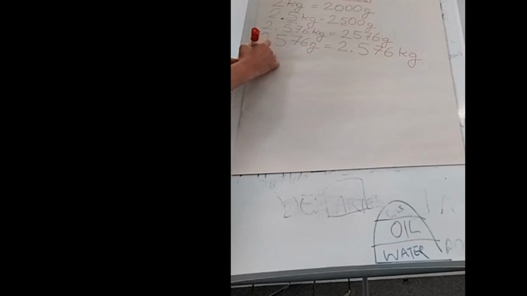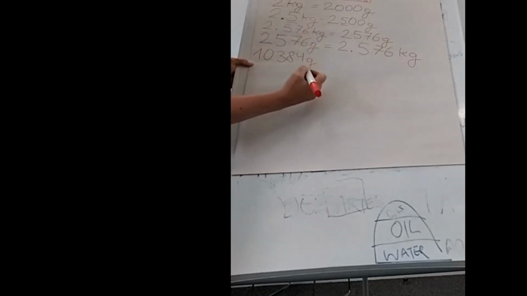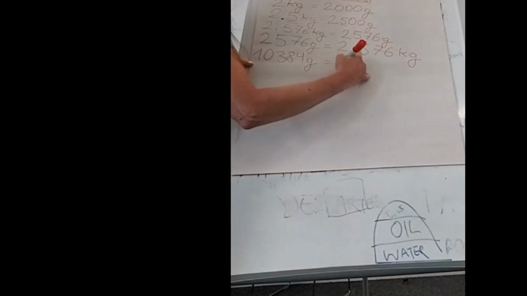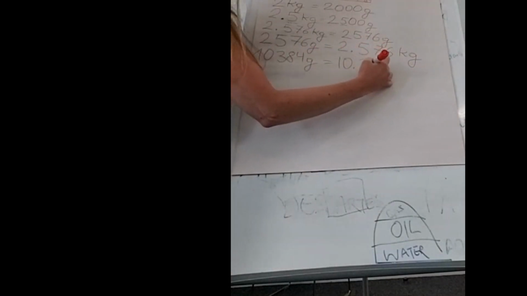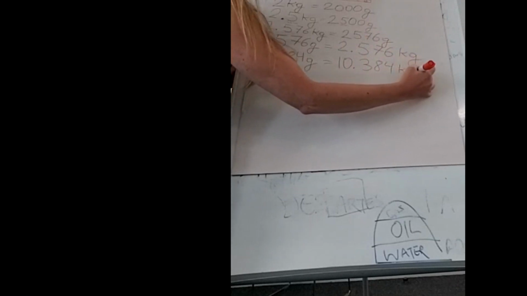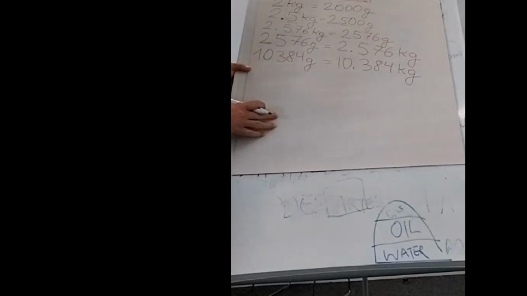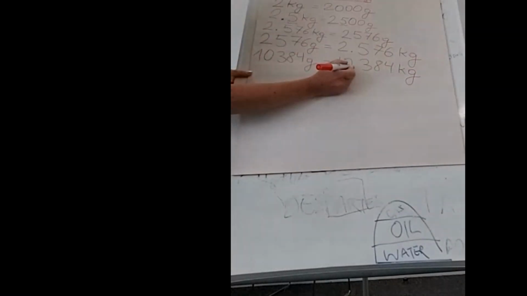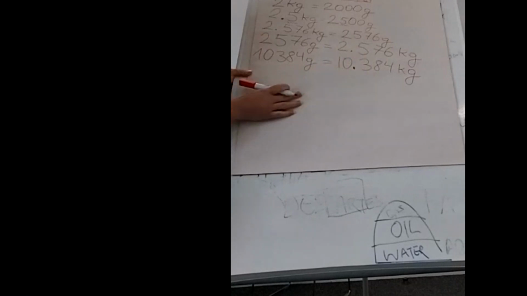What about if you have 10,384 grams? That is 10.384 kilograms. So how did we do that? We moved the comma.